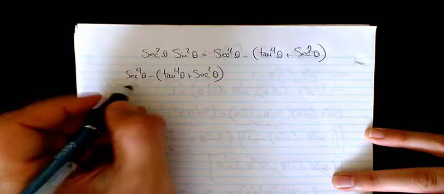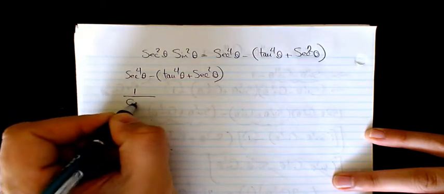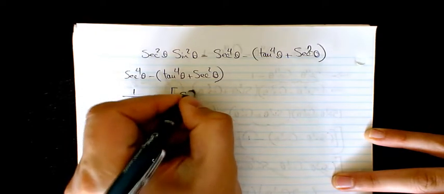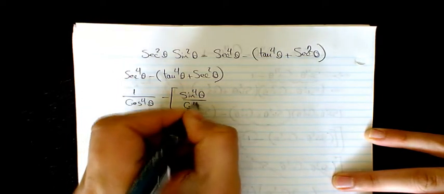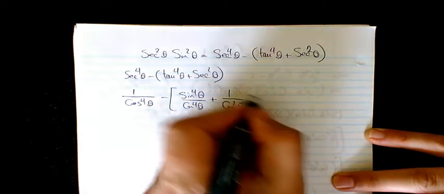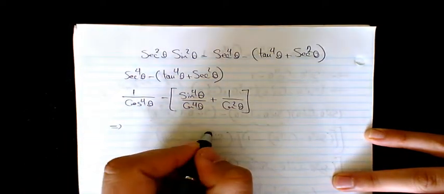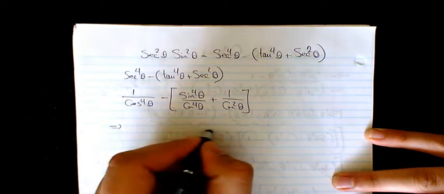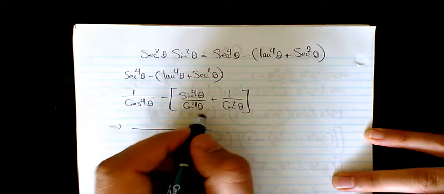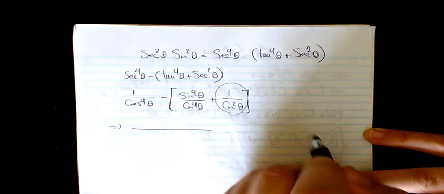So here, as you see, I have 1 over cosine to the power of 4 theta, minus sine to the power of 4 theta divided by cosine to the power of 4 theta, plus 1 over cosine to the power of 4 theta. Then what I can do, this one is 1 over cosine squared.